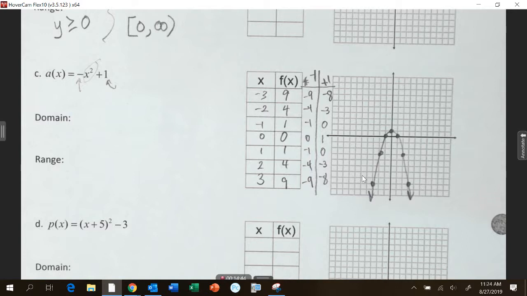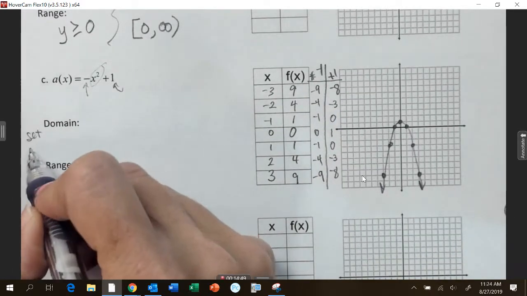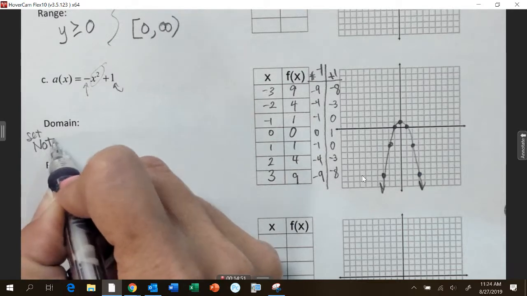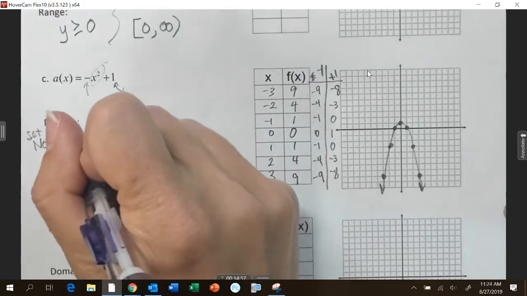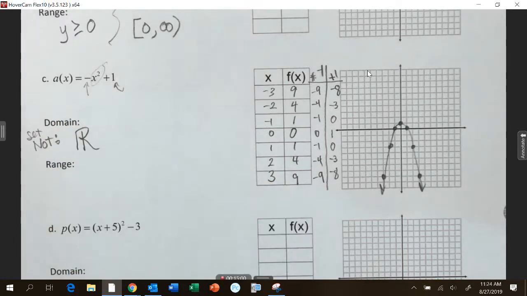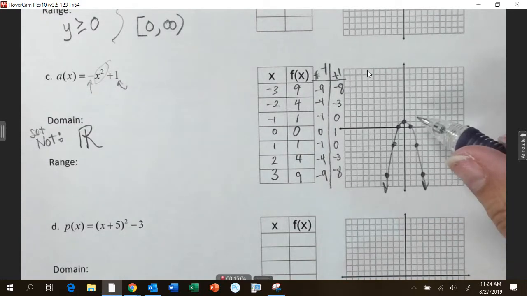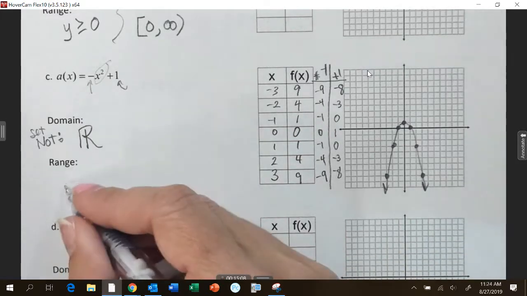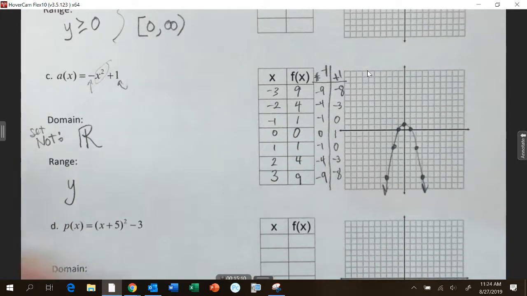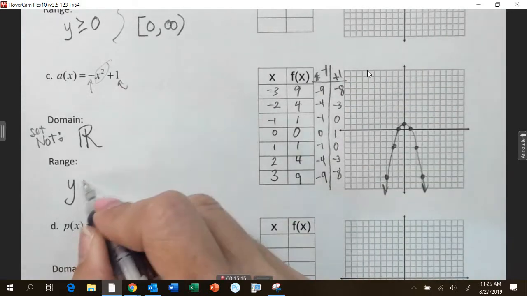All right, but that's review for our quiz. Review for our quiz, also set notation for domain. Left to right, how far does this parabola go? Forever. All real numbers. Range, down to up, does it go forever? No. What, Dominic? Y is greater than or equal to 1. So above 1, oh, less than or equal to 1.